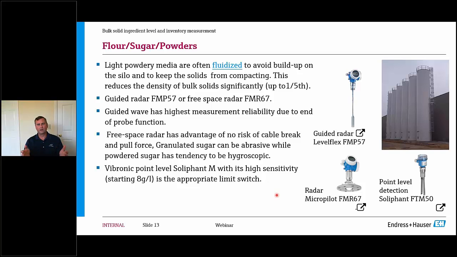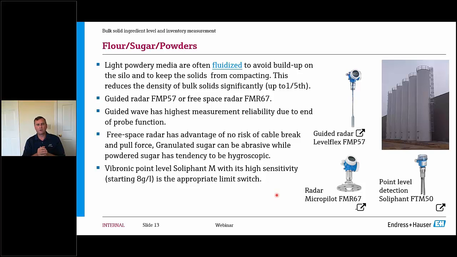The guided wave radar, like I mentioned, generally has the highest reliability because it has the cable. It focuses that microwave energy very tight to that cable. And we also have a functionality we call end of probe function, which means that we always know where the signal is at.